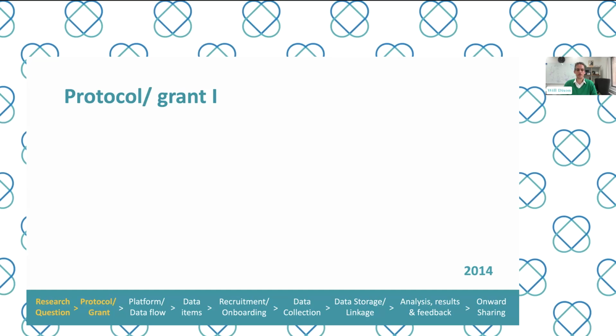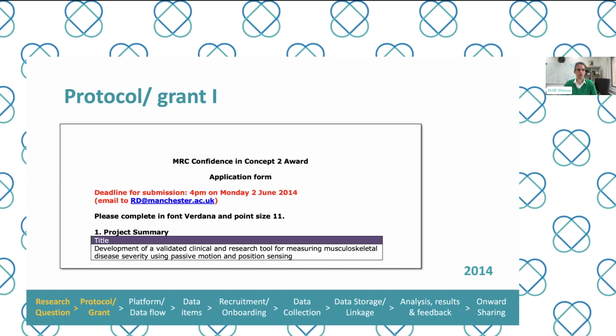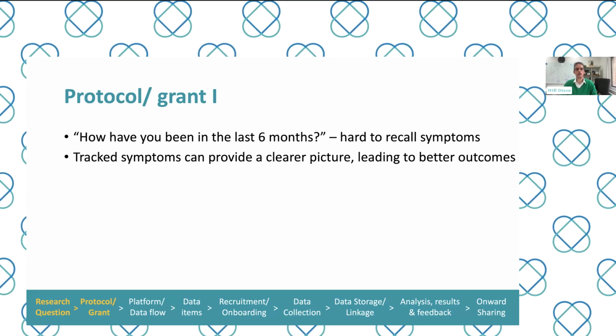So starting on the left of this timeline, let's begin with a research question and a protocol or a grant idea. This is an application that we submitted to the MRC's Confidence in Concept bid back in 2014. The project title was Development of a Validated Clinical and Research Tool for Measuring Musculoskeletal Disease Severity Using Passive Motion and Position Sensing. The argument and the story went like this.